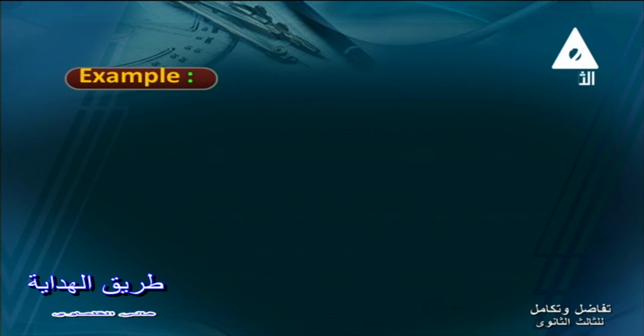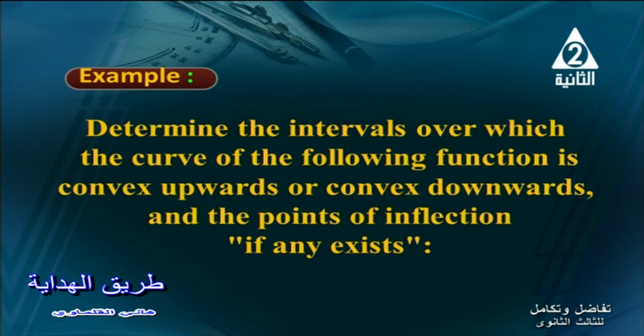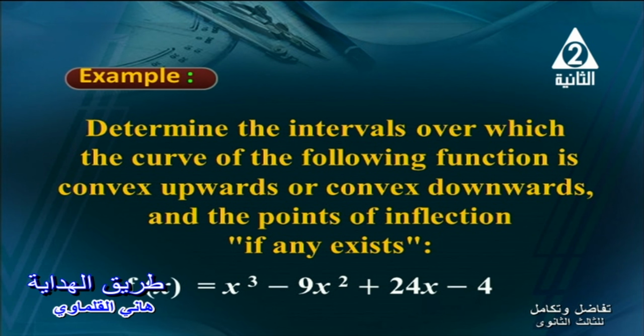Let's start with the first example. Determine the intervals over which the curve of the following function is convex upwards or convex downwards, and the points of inflection if any exist. The function f of x equals x to the power 3 minus 9x to the power 2 plus 24x minus 4.